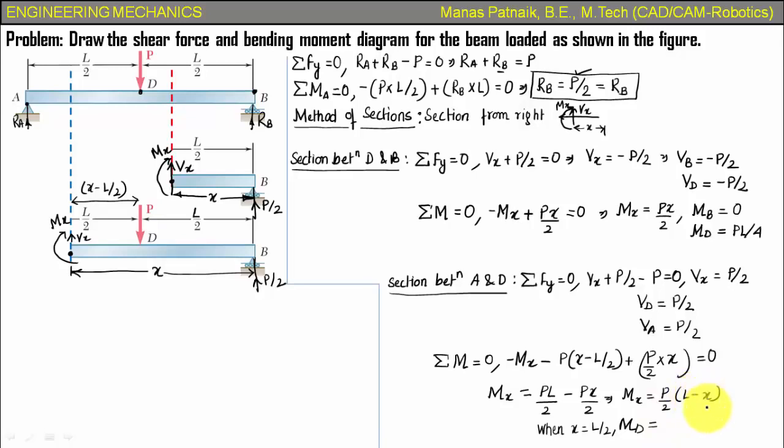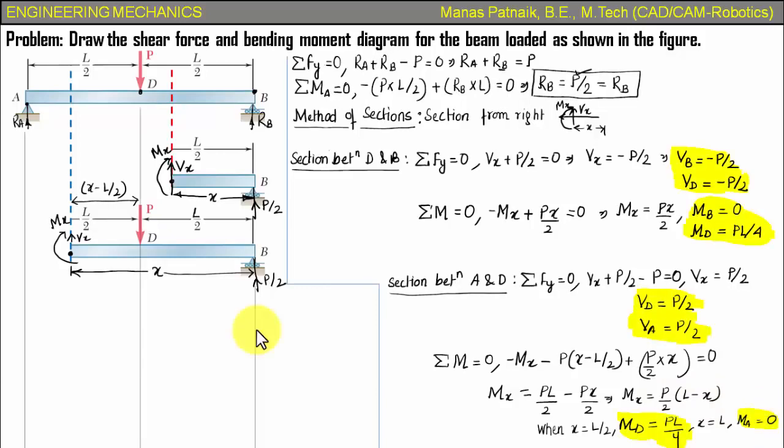So L minus L by 2 is L by 2, so P by 2 into L by 2, that is PL over 4. Alright, and one more thing, when you keep the value of x equal to L, you're going to get the value of bending moment at point A. So the bending moment at A will work out as, again, x is equal to L, put it over here, L minus L will be 0, 0 into anything is 0, so the bending moment at A works out as 0.